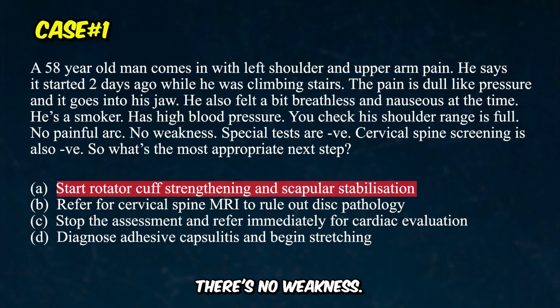There is no weakness, no painful arc, special tests are negative, range is full, there is no musculoskeletal impairment. So why are you prescribing exercises? Because the patient said shoulder pain? You need to ask yourself, does this clinical picture match any shoulder pathology I know? If it doesn't, stop. Think, look elsewhere.